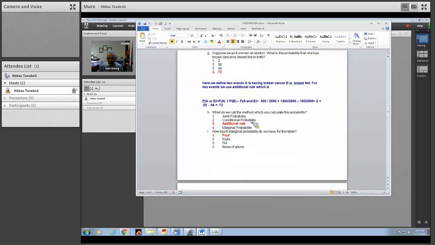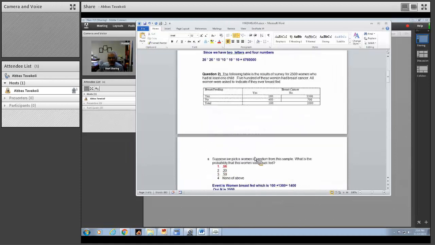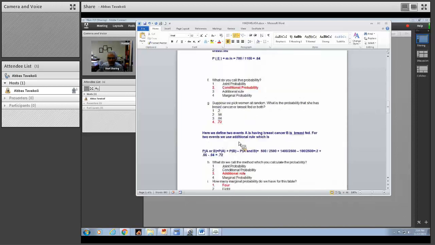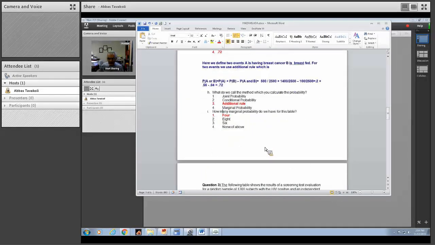What do we call the rule to calculate this probability? It's the addition rule. Now, how many marginal probabilities do we have for this problem? If you look at the number of rows and the number of columns, it's 2 rows, 2 columns, so 4. That is the number of marginals we have.